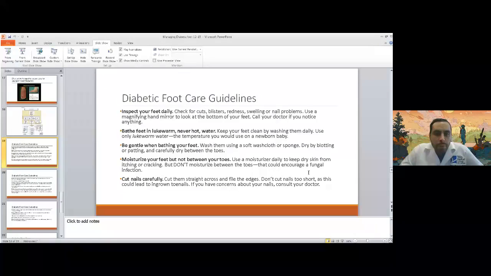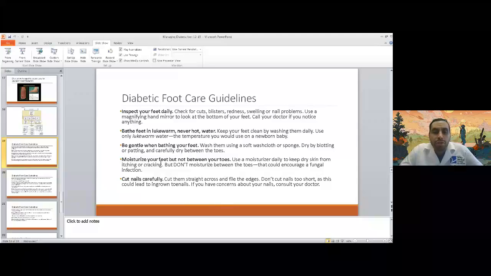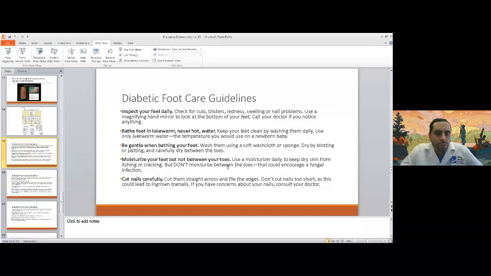Okay, you want to be gentle when bathing your feet. Wash them using a soft washcloth or sponge. Dry by blotting or patting, and carefully dry in between your toes. This is important because if you don't do that, that moisture will stay there and it can develop into athlete's foot or tinea pedis, which can cause itching and burning, and then also lead to an infection, which is cellulitis if it's not treated.